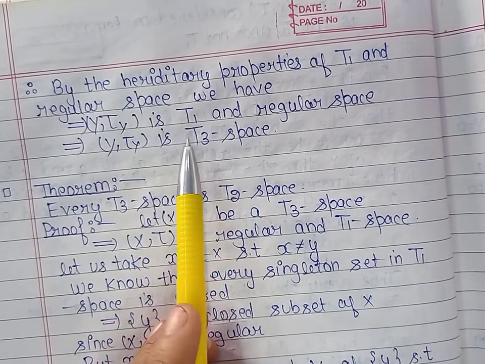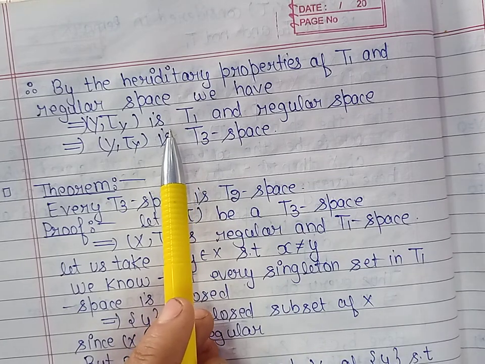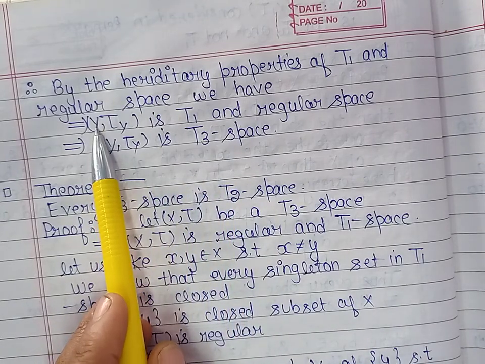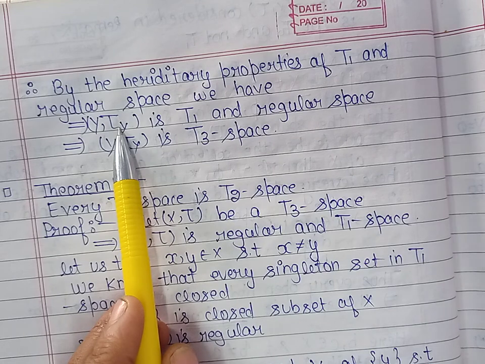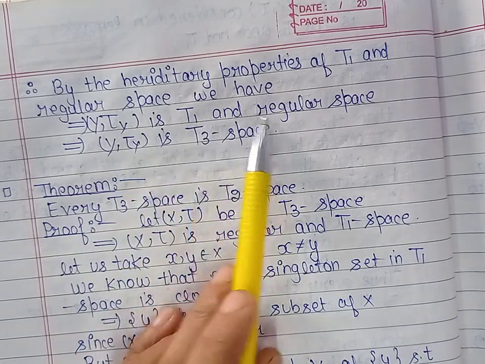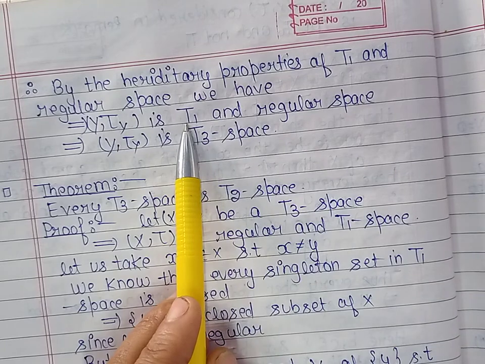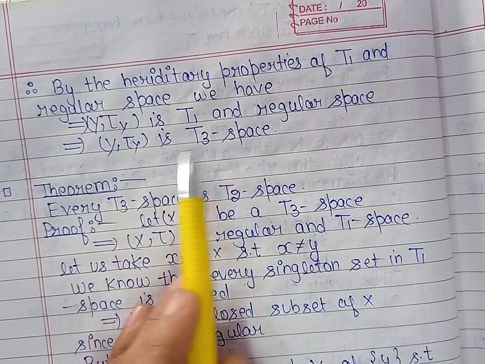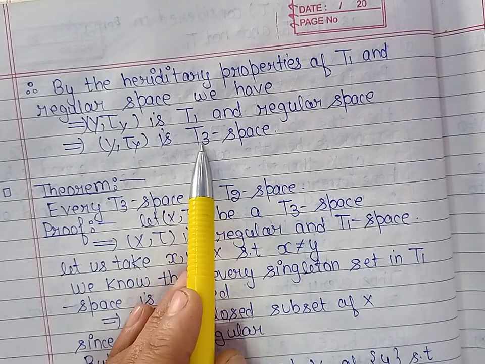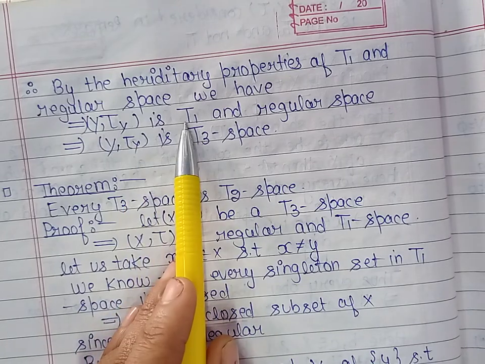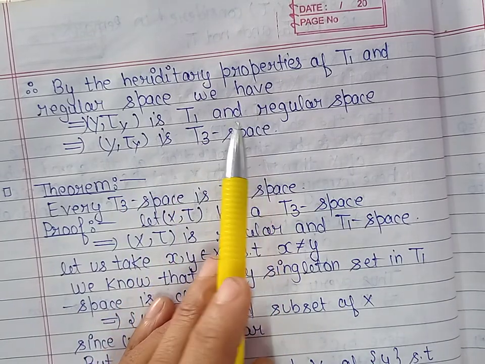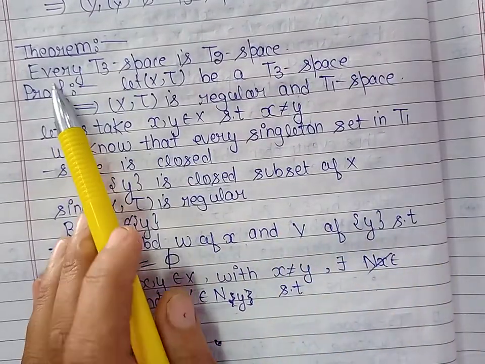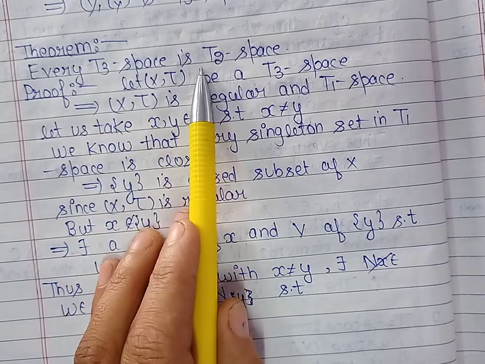Also the topological space (X, tau) is regular, and a subspace of a regular topological space is regular. So we can say that Y with topology tau_Y is regular also. So both conditions for being a T3 space are satisfied. So we can say that the subspace Y with topology tau_Y is a T3 space. So you will have to prove the hereditary properties of T1 space as well as regular space in order to prove this theorem. Next, we do the theorem: every T3 space is a T2 space.